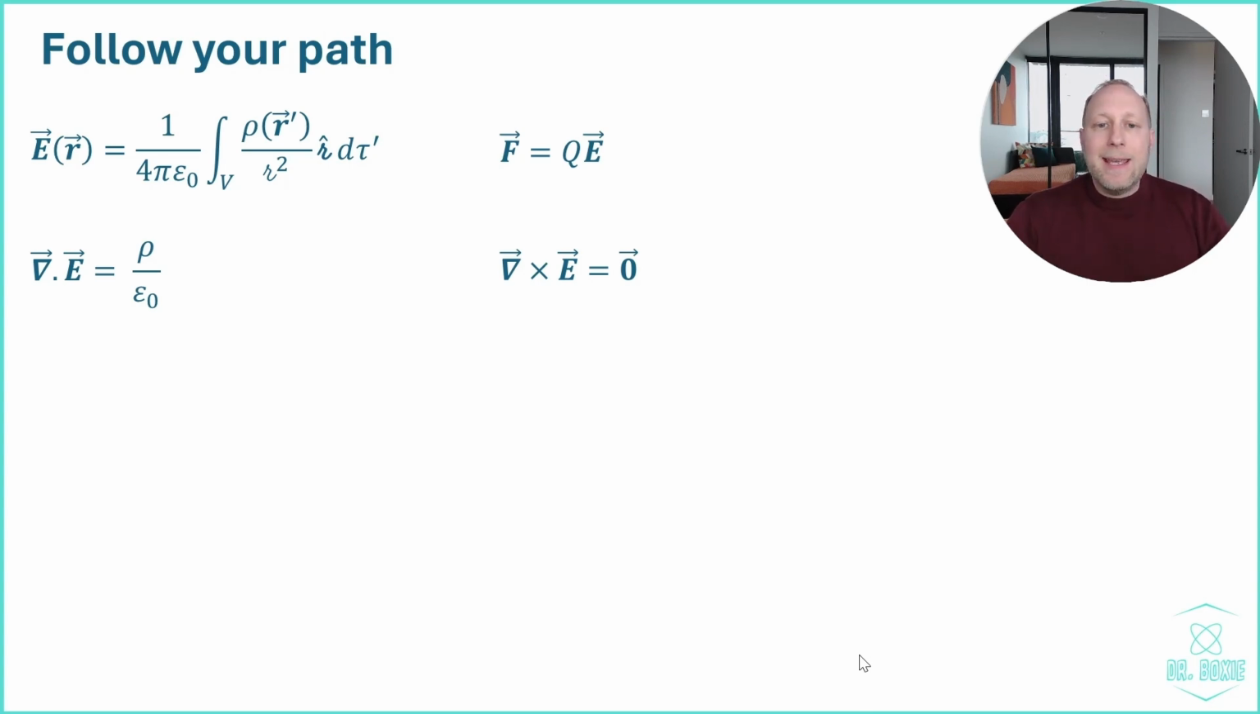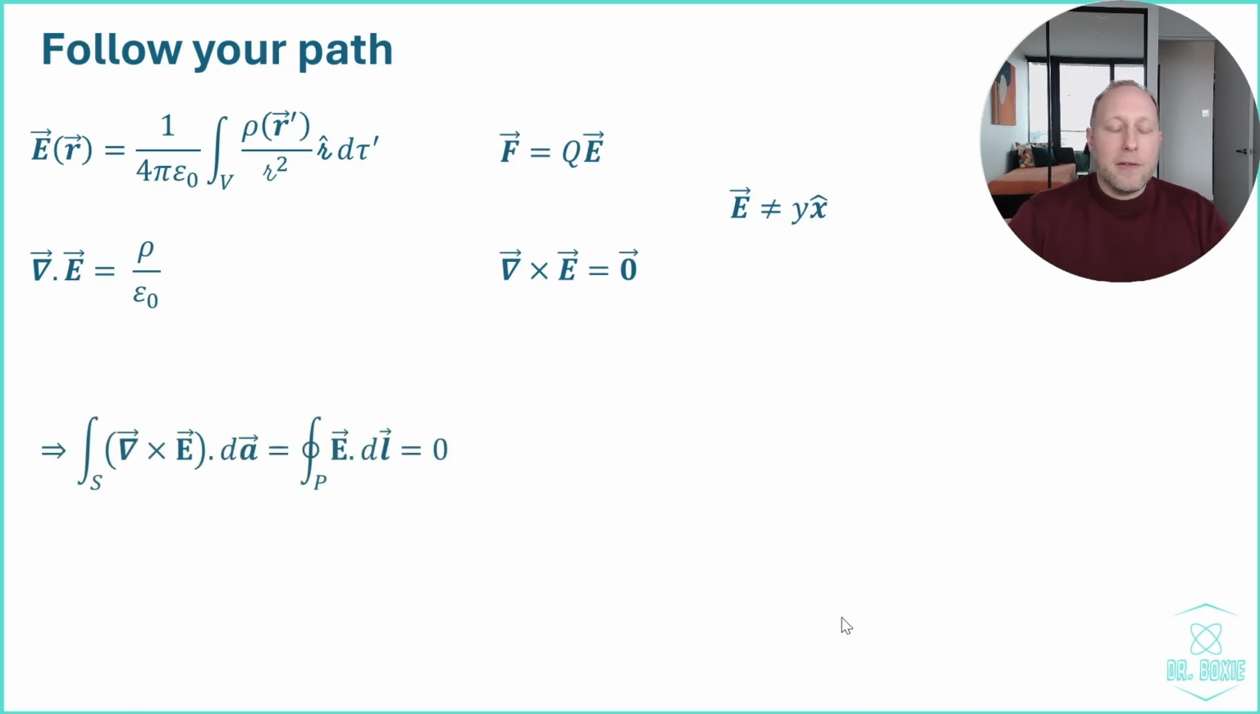Well, saying the curl of E is zero means that E cannot be just any random field. It can, for instance, never be, no matter what configuration of charges I take, the electric field can never be y times x hat, simply because the curl of this field is not zero. And so, because it can't be just any field, we can use this to our advantage.